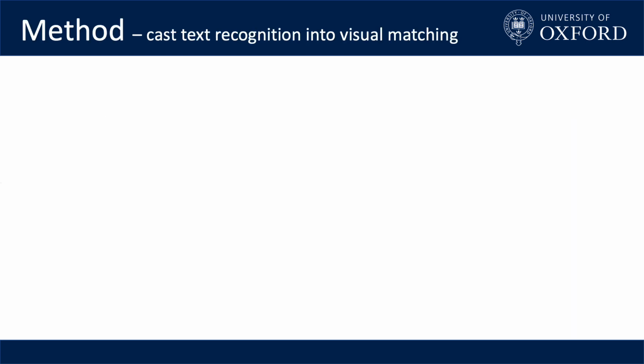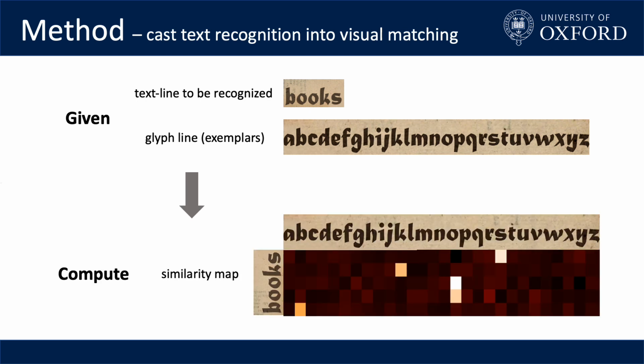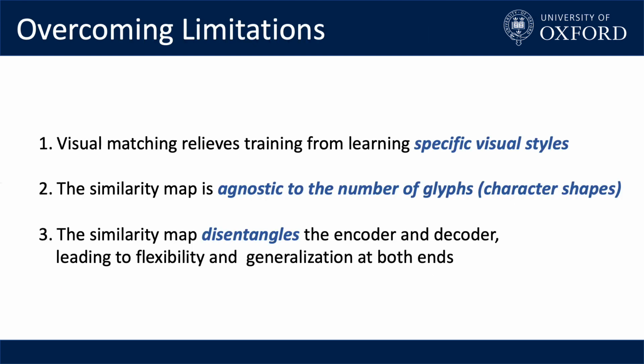In our work, we cast text recognition as visual matching, given a text line and a set of glyph exemplars. By glyph, we mean character shape. We compute a similarity map to find correspondence between the elements in the two input images, thereby recognizing the contents in the text line. Text in other languages can be easily recognized by providing a different set of glyph exemplars without needing to fine-tune the network. By visual matching, we overcome the following limitations.